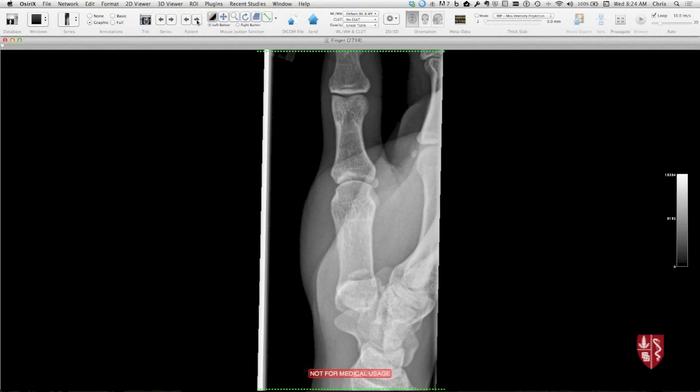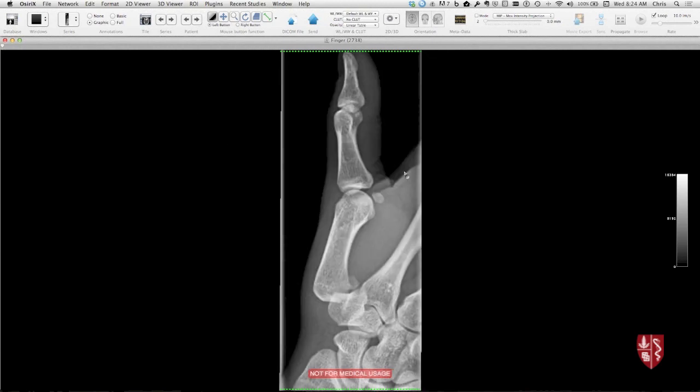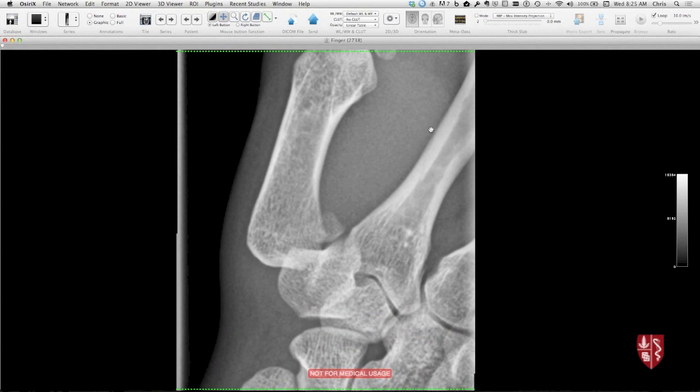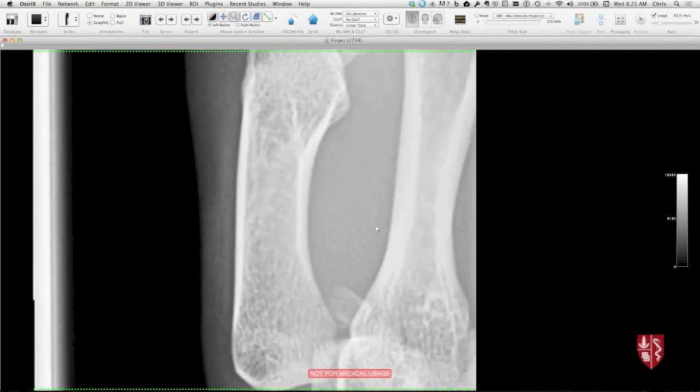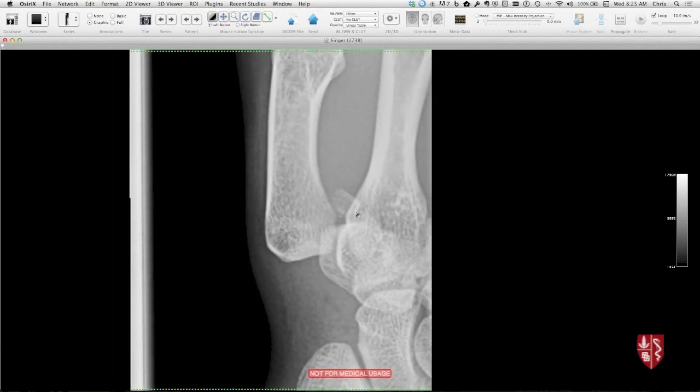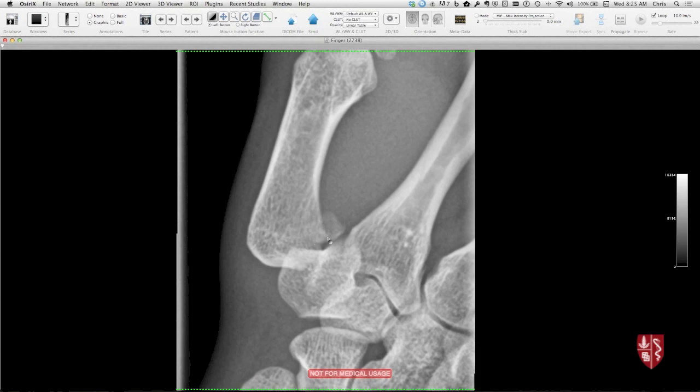A couple more cases here. So what about this patient? Comes into the emergency room with thumb pain. Zoom in here for you. Right, so it's tricky on here, but on this view and on this view, if I zoom in, there's this little bony fragment right here, and here as well. So that's a fracture of the base of the first metacarpal.